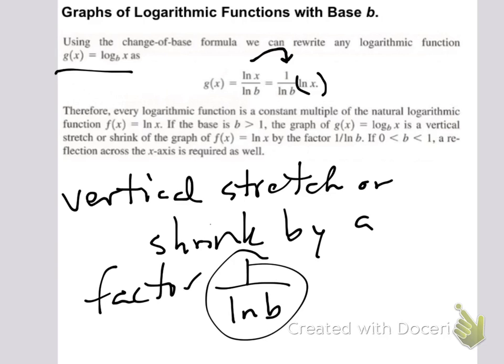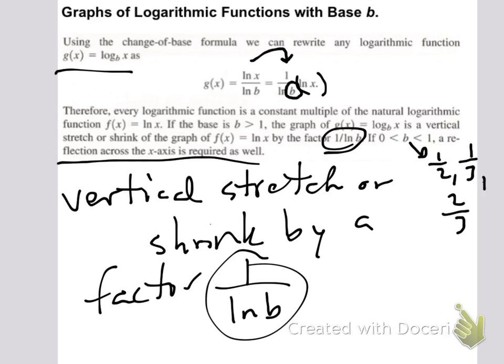So it explains it right here. Therefore, every log function is a constant multiple of the natural log function, f of x equals ln x. If the base b is bigger than 1, then you have a vertical stretch or shrink by that factor. If b is between 0 and 1, like a half, a third, or 2/3, you do the same thing, but not only do you get the vertical stretch, you also get a reflection across the x-axis. So keep that in mind.